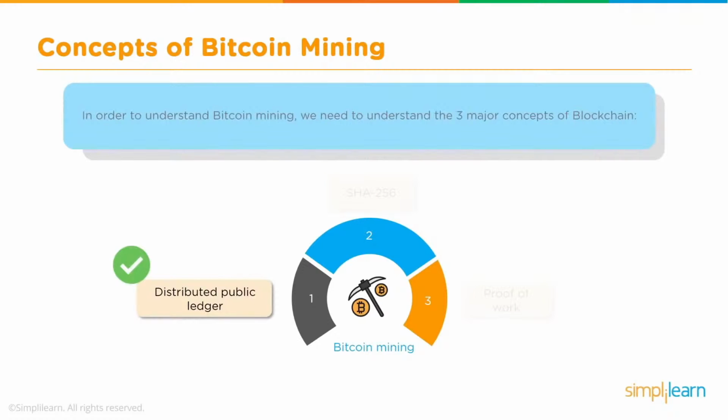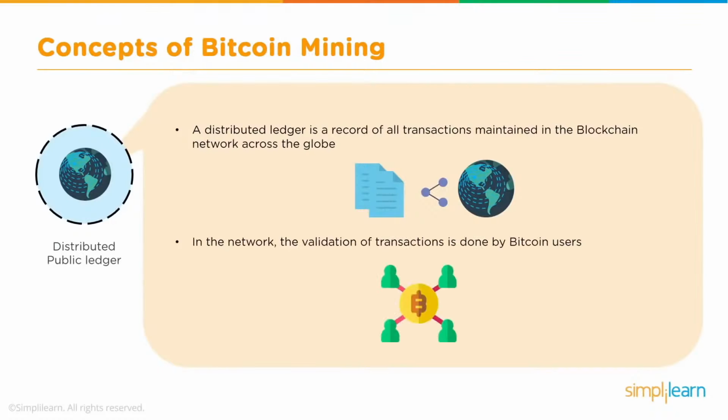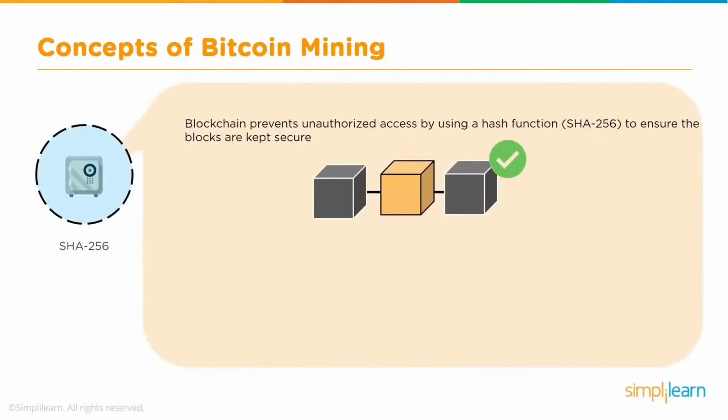First, distributed public ledger. A distributed ledger is a record of all transactions maintained in the blockchain network across the globe. In the network, the validation of transactions is done by Bitcoin users called miners. Second, SHA-256. Blockchain prevents unauthorized access by using a hash function called SHA-256 to ensure that the blocks are kept secure. They are digitally signed. Their hash value once generated cannot be altered.